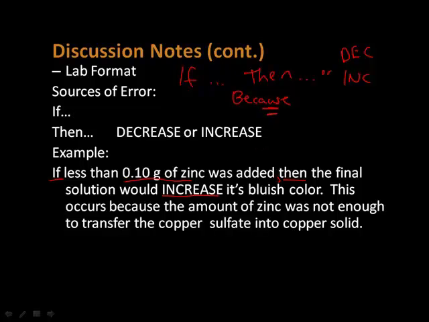The important thing is noticing that there was an increase in its bluish color. This is your first source of error that will go in your lab report. You just need to come up with a second source of error. It must be different than this original source of error.